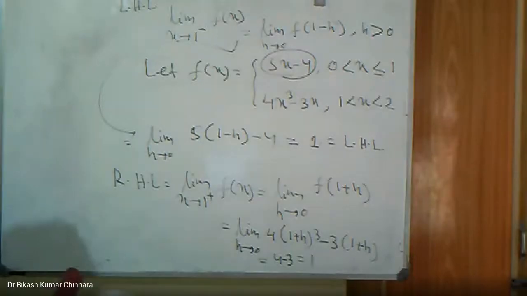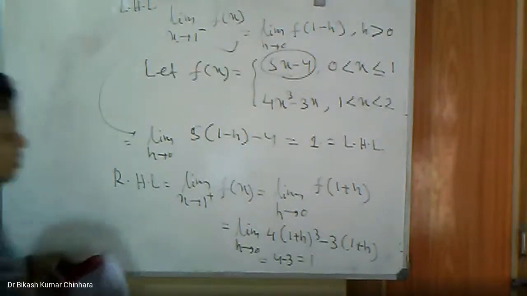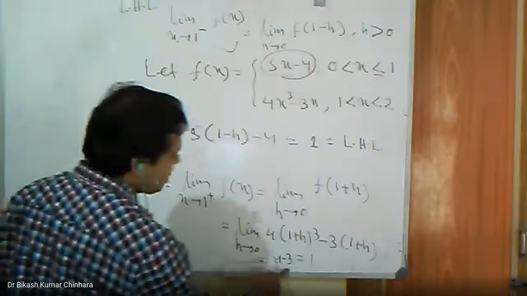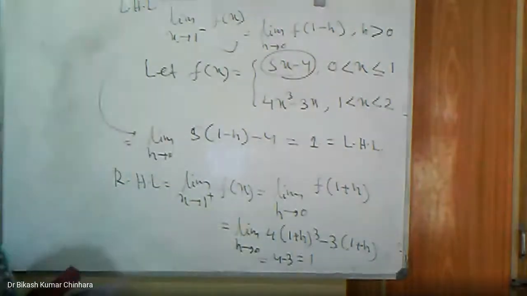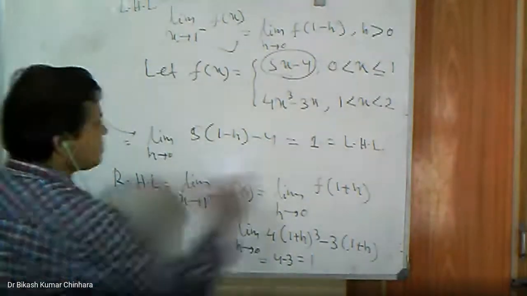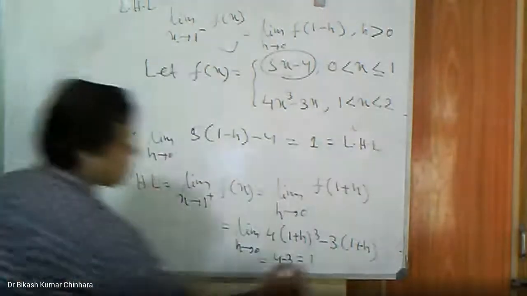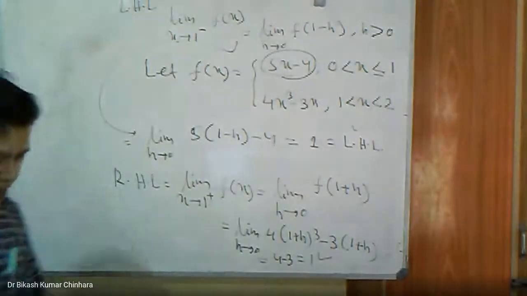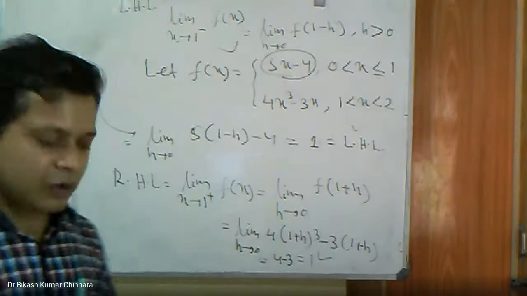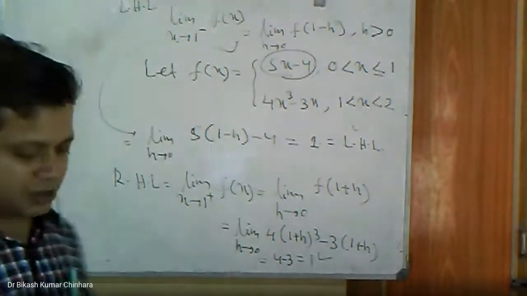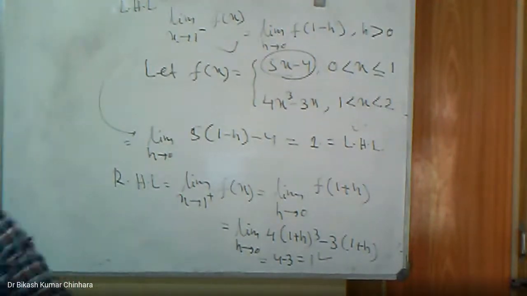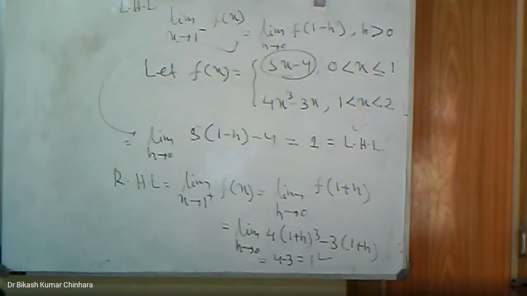Okay. So this is 4 minus 3, again 1. Okay. So you can see that LHL is same as RHL. So you write clearly LHL is equal to RHL, therefore limit exists. So this type of problem you can always do. Okay. So this is the analytic interpretation of the concept of left hand limit and right hand limit.